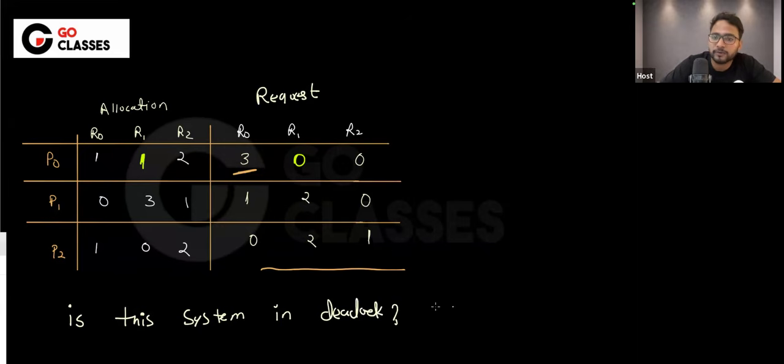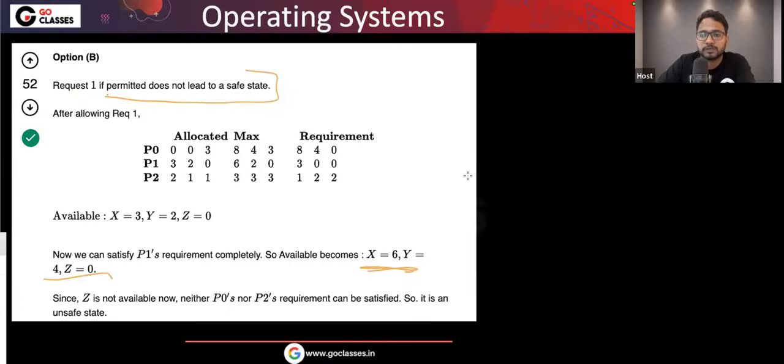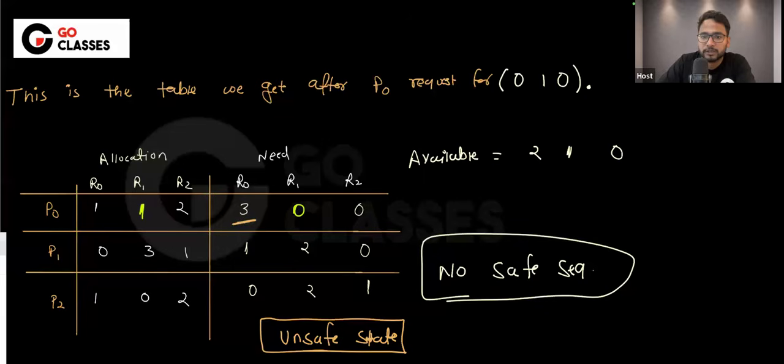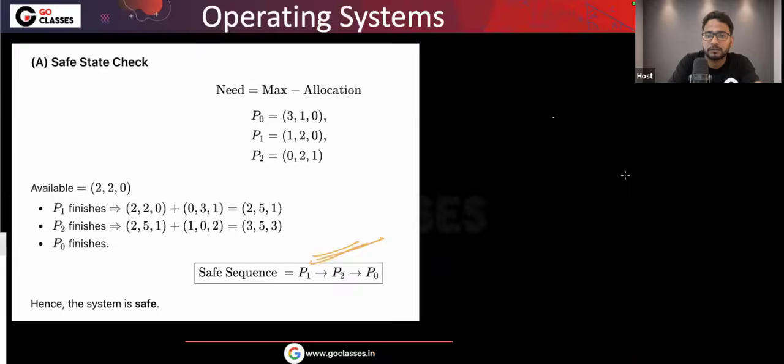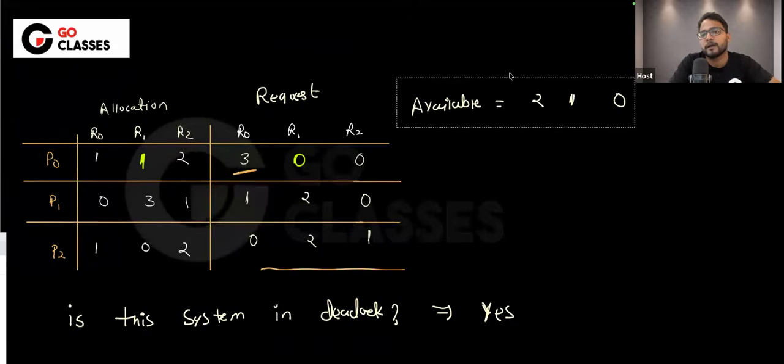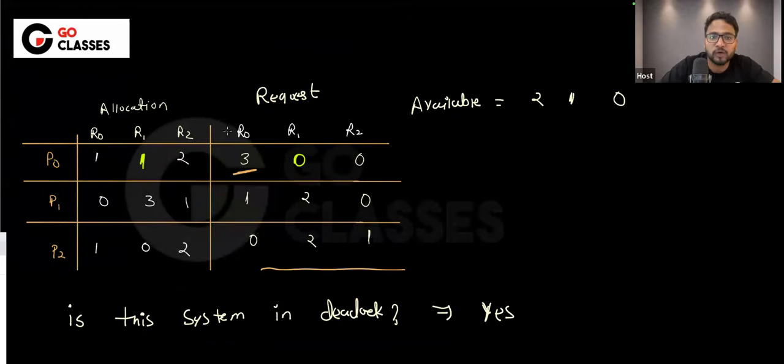The answer is yes here, because with need it was an unsafe state basically. What was the available? Let me check. Available is 210, right? Let me tell you this is a deadlock system. Why? If this is the request, can you fulfill anyone's request with this 210? You cannot fulfill anyone's request. There is no safe sequence basically.